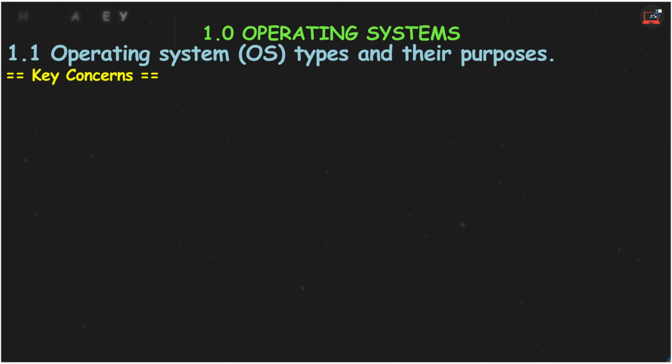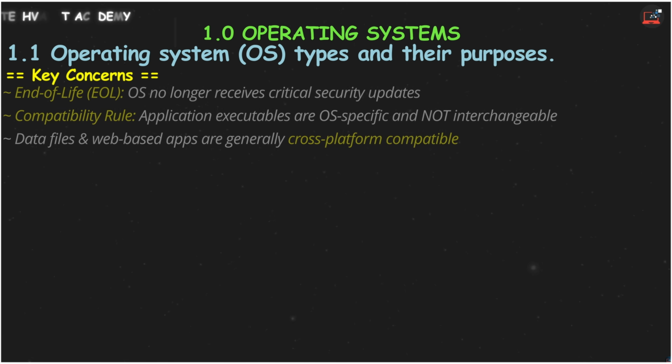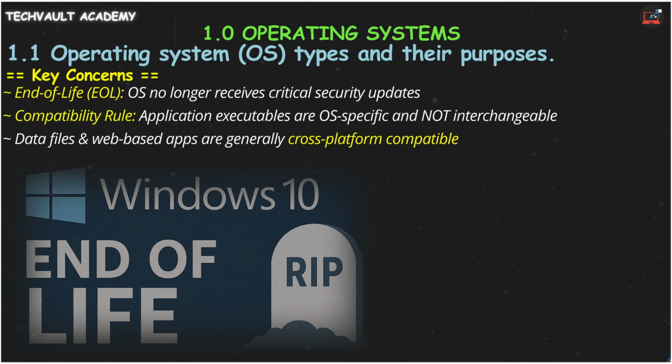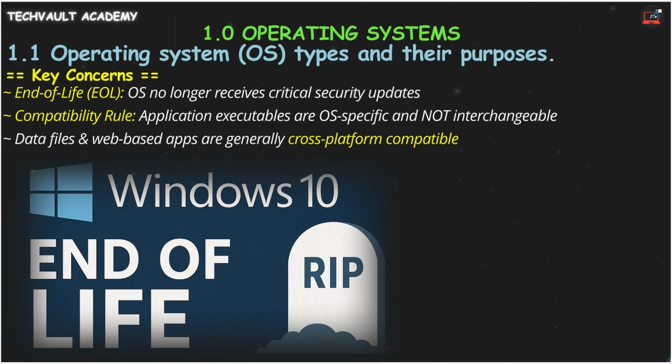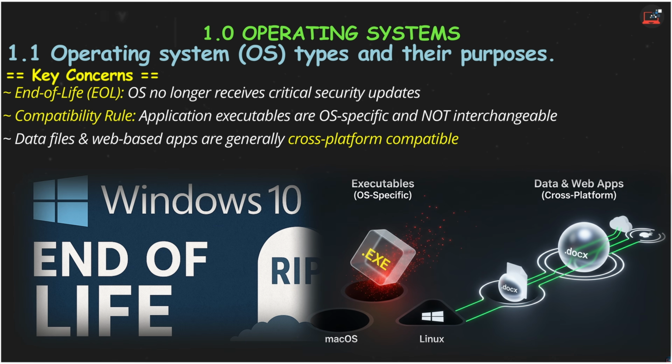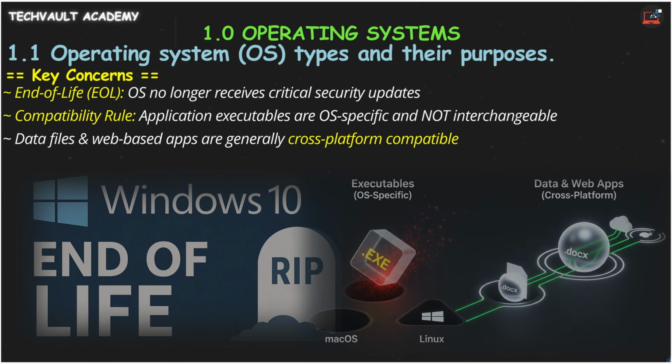Finally, a few critical concepts. First, vendor lifecycle limitations. When a vendor declares an OS as end of life, or EOL, it stops receiving security updates, making it a major risk to use. Second, compatibility. This is a simple rule. Application executables are OS-specific. A Windows .exe file will not run on macOS or Linux. Data files, like documents or images, are usually compatible, and web-based apps work in any browser, making the OS irrelevant. That covers the core concepts for this objective.